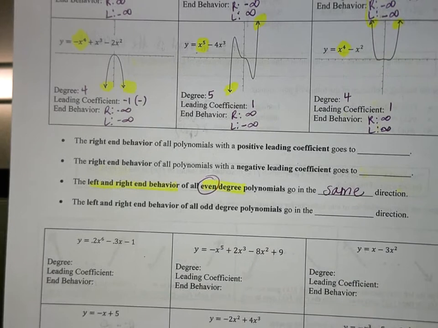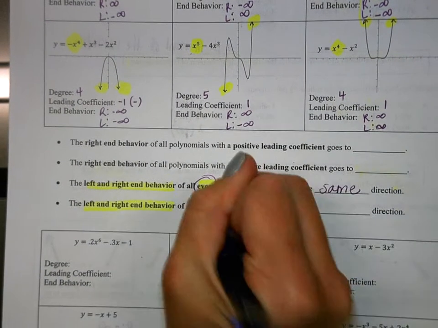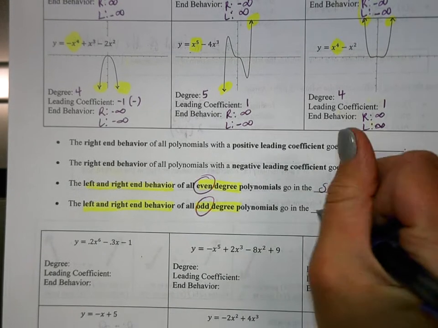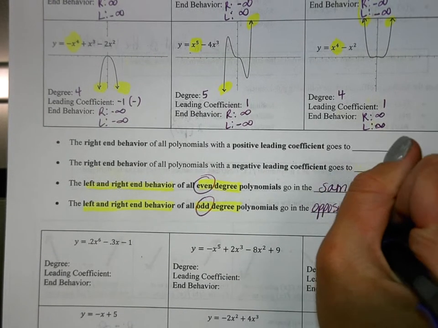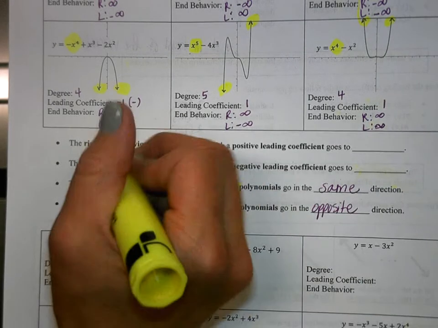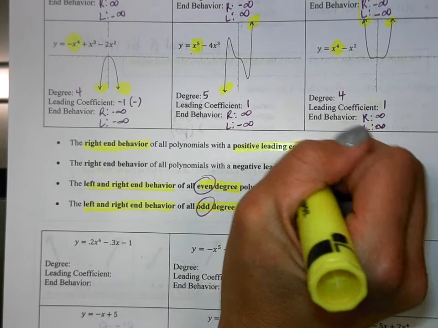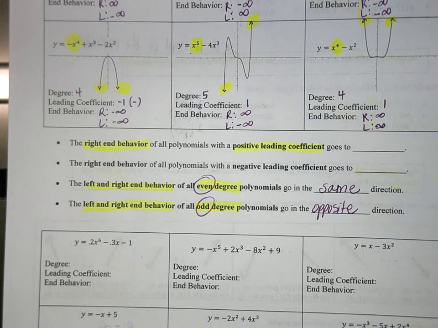Okay, now the left and right end behaviors for odd degrees go in opposite directions. This is giving us a clue here: the right end behavior with polynomials with a positive leading coefficient goes which direction? Look at all the leading coefficients that are positive. What happened to the right end behavior on all of them that have a positive lead coefficient?